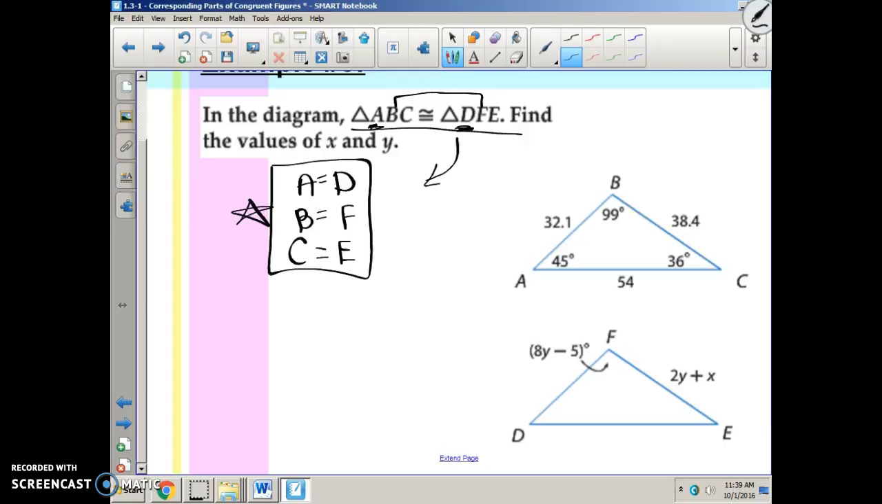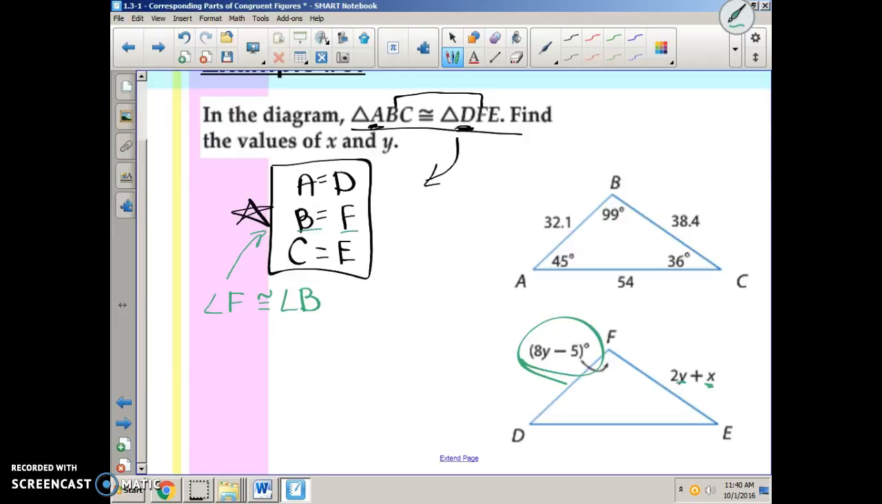Alright, let's start with y. We know we gotta solve for x and y. Y looks like it's by itself. This one's got a y and an x, so I don't really want to deal with that quite yet. Let's get the y knocked out. The y is in angle F currently. And if I look at my lovely handy-dandy key, it tells me that F is congruent to B, which means angle F should be congruent to angle B.